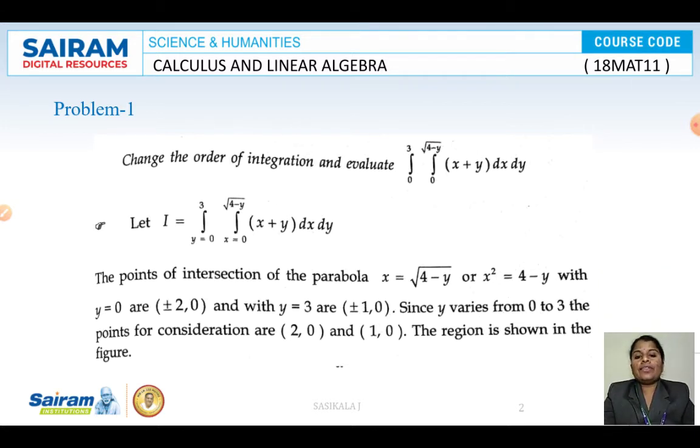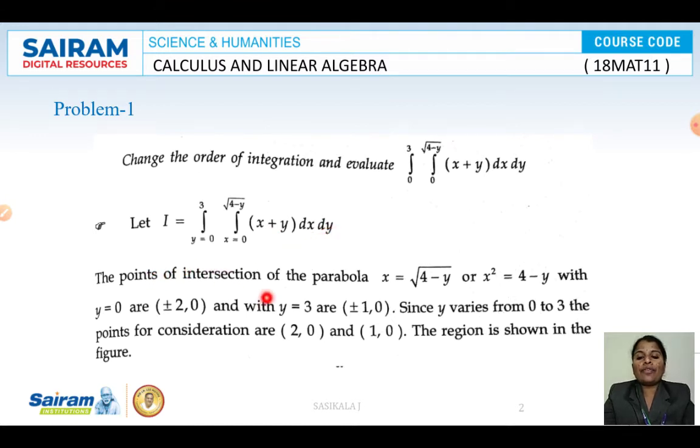Change the order of integration and evaluate the integral from 0 to 3 and from 0 to root of 4 minus y of x plus 1 dx dy. Let I be the given integration. The inner limit is expressed in terms of y, so it is the x limit. So x varies from 0 to root of 4 minus y, and then y varies from 0 to 3, of x plus 1 into dx dy.